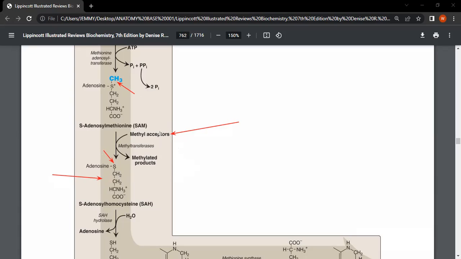This methyl acceptor can be, let's say, norepinephrine, your noradrenaline. After methylating norepinephrine, it will become epinephrine, your adrenaline. You can also methylate other products such as ethanolamine to form choline, and many other examples. You can even methylate RNA to form methylated RNA. This new compound formed is now known as S-adenosyl homocysteine. If you remove this adenosine group, this is homocysteine.